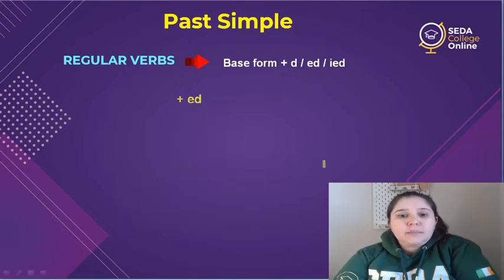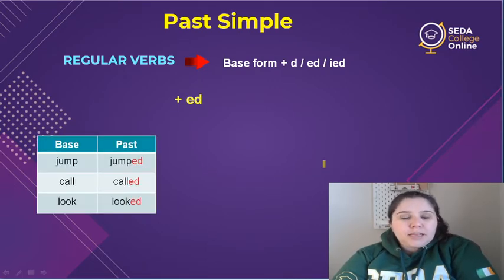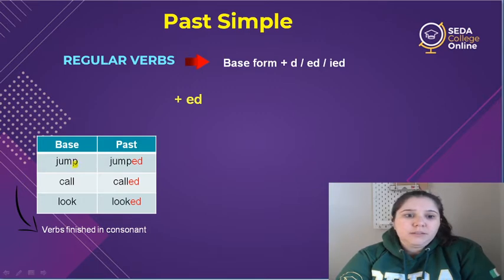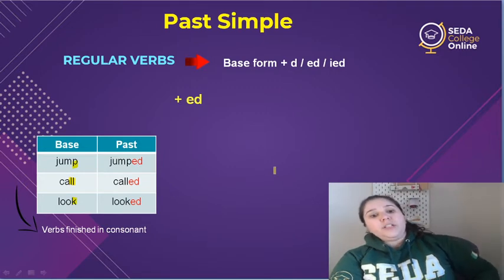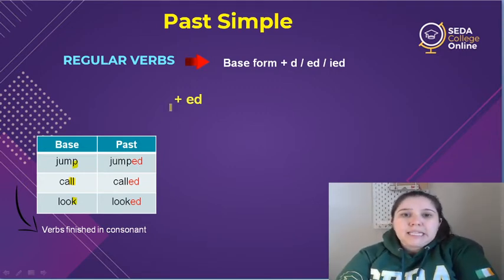Next, let's talk about plus ED. We have here some examples. Jump, jumped. Call, called. Look, looked. So what do they have in common? All of these verbs are finished in consonant. So here it's finished in P, double L, K. So finished in consonants, we add ED. Okay?